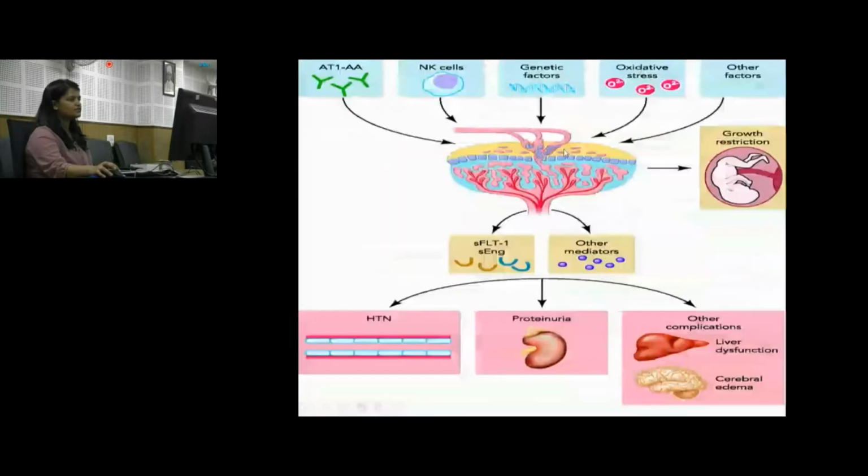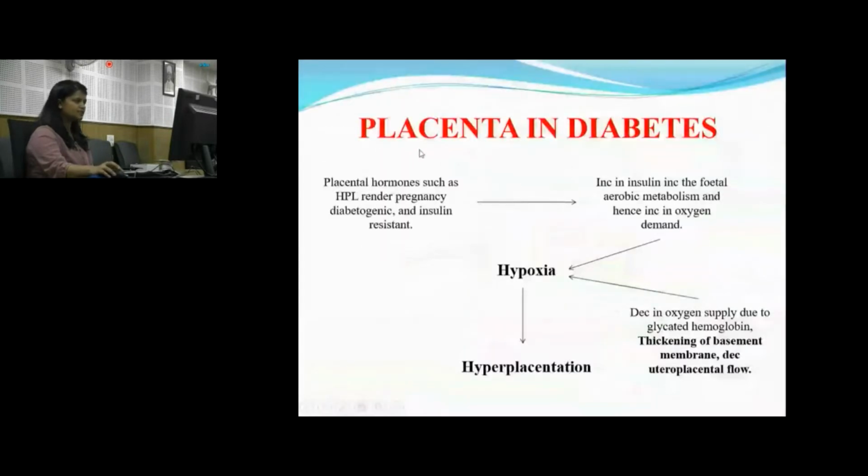These are the other complications of PIH which we will not deal with. Special mention of the placenta in diabetes. In diabetes, normally HPL and IGF actually have an anti-insulin-like effect. There is an increase in insulin, and this increases the fetal aerobic metabolism and the oxygen demand. This may lead to hypoxia again, and then hyperplacentation can happen.